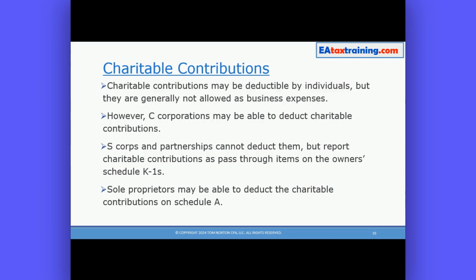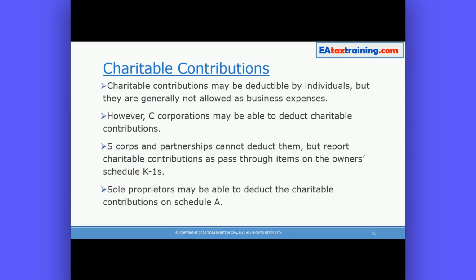And then the partner or the shareholder can deduct those on their Form 1040 as long as they meet all of the normal rules and as long as they are, in fact, itemizing deductions. So the business does not deduct them, but they report them out as what are called separately stated items. Charitable contributions are one of the separately stated items. It'll be on the K-1 as a separately stated charitable contribution so that the individual partner or shareholder could use those on their tax return.